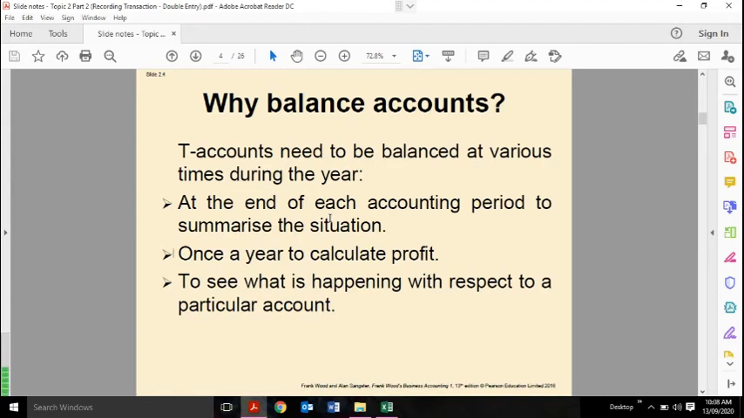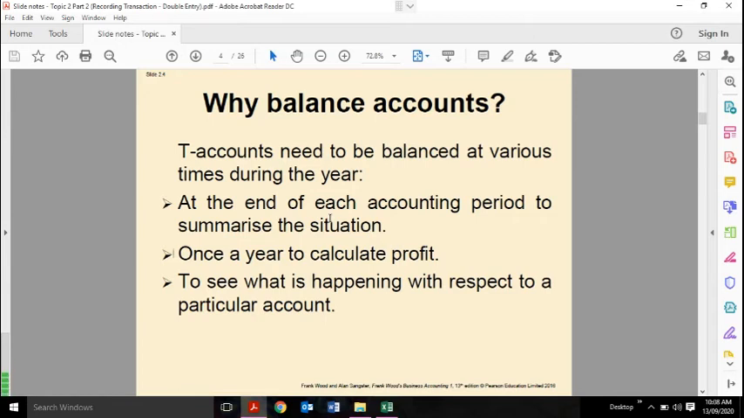Once a year, we balance the accounts in order to calculate the overall profit of the company's performance, so that you can compare the current profit performance with last year. On top of that, the reason why we have to balance the account is to see what is happening with respect to a particular account.